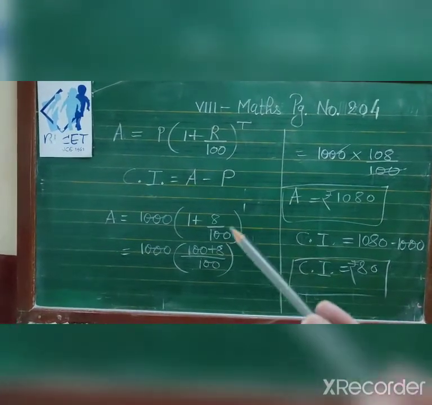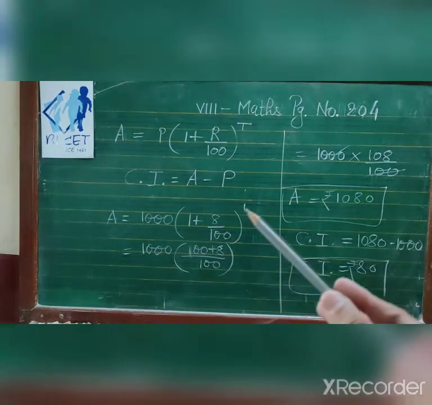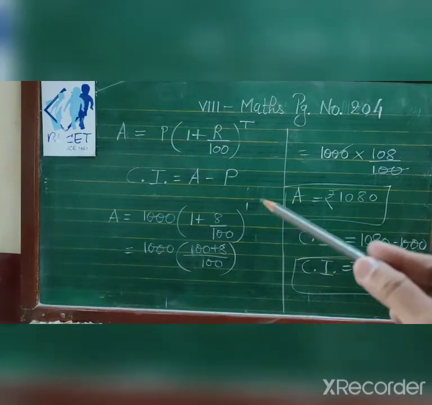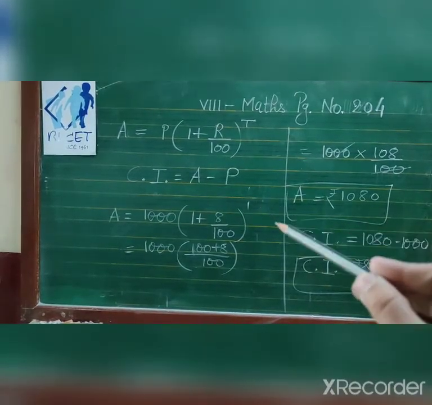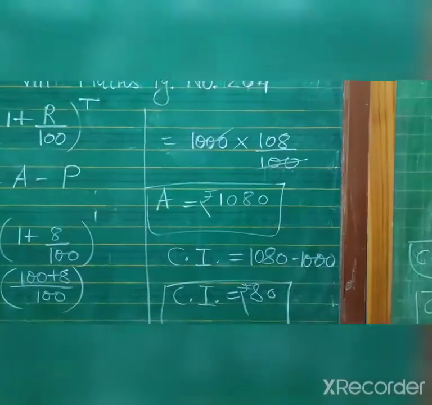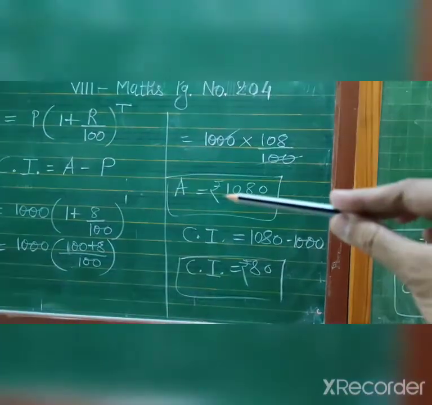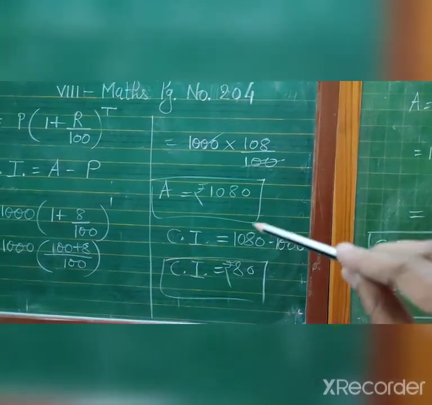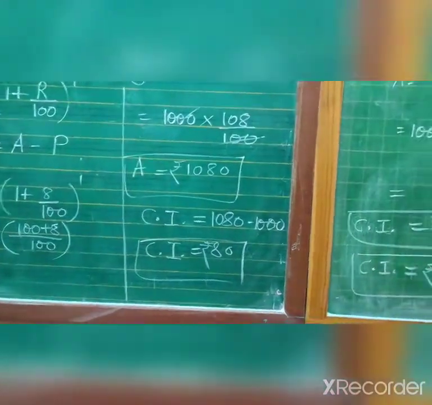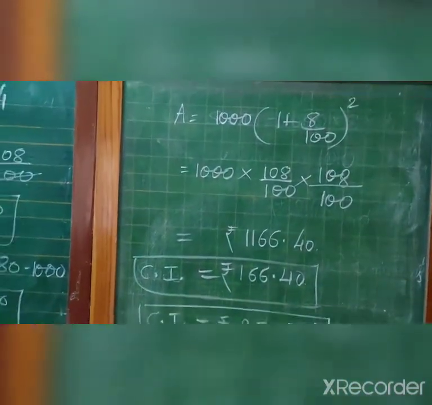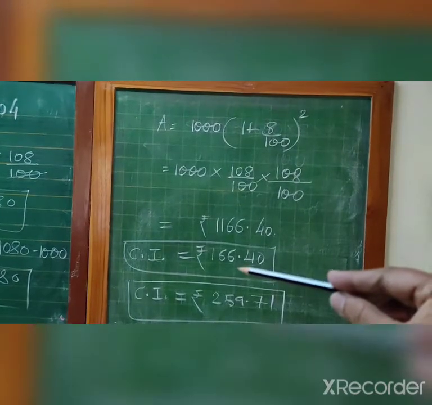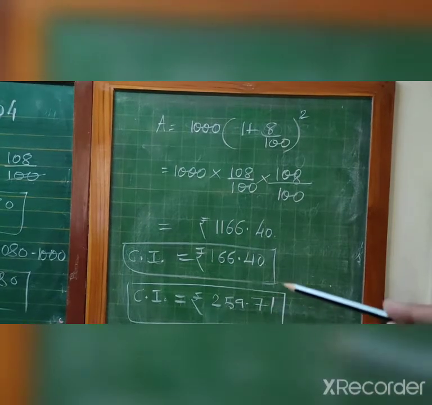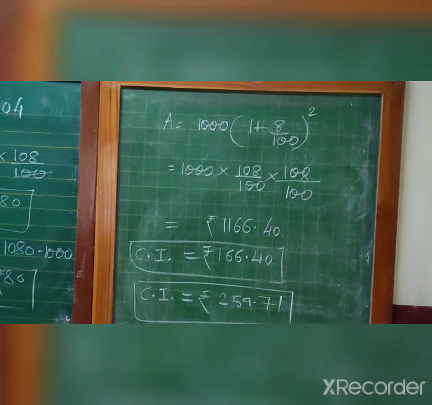So for 1 year: 1000 into (1 plus 8 upon 100) to the power 1. We never write power 1, but I am writing it here to explain it to you, though you will not write it. So 1000 into 108 upon 100, so the amount will be rupees 1080. Then compound interest, when you subtract 1000 from this amount, is rupees 80. In the same way, compound interest for the second year is rupees 166.40, and for the third year rupees 259.71.